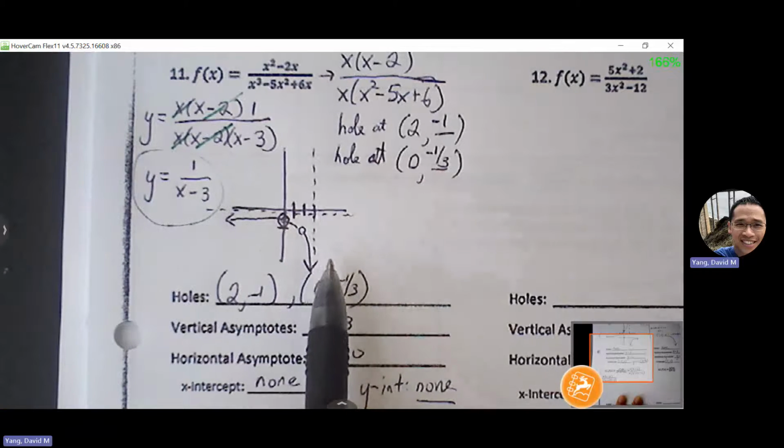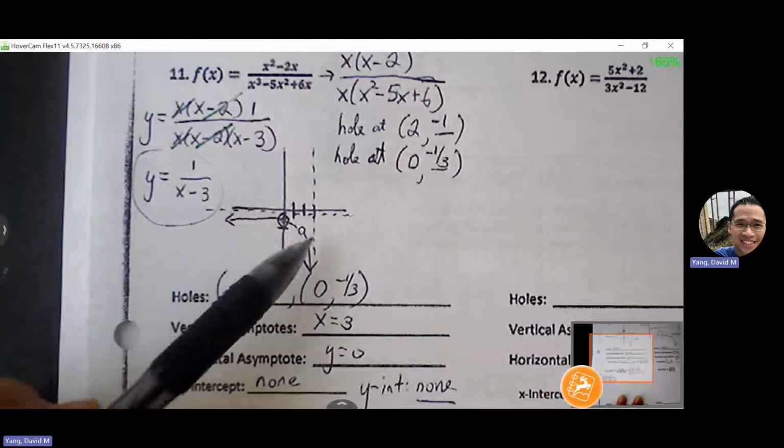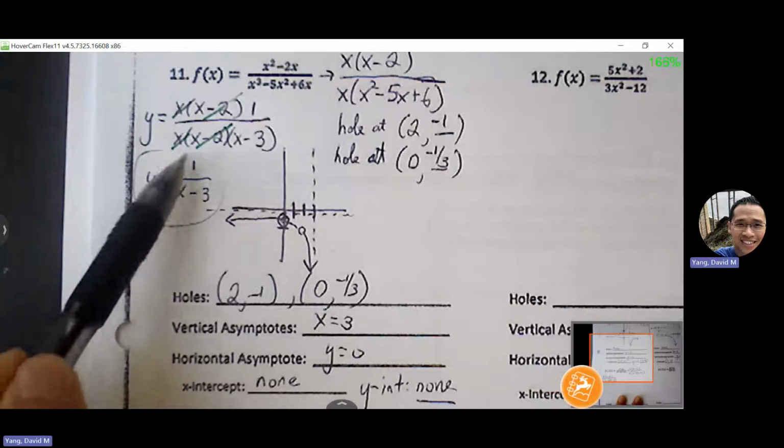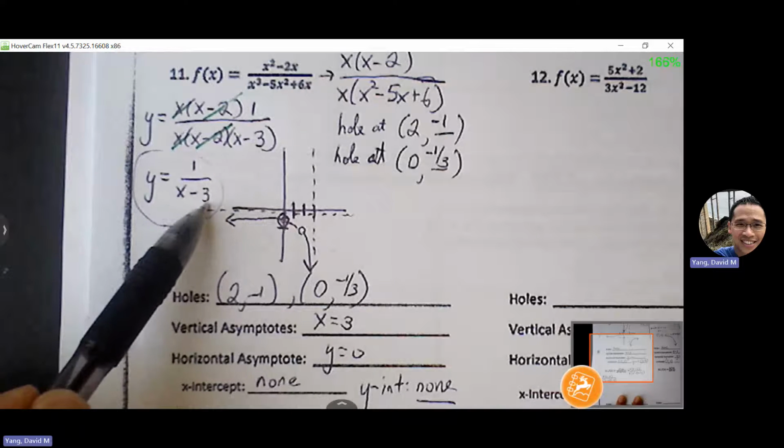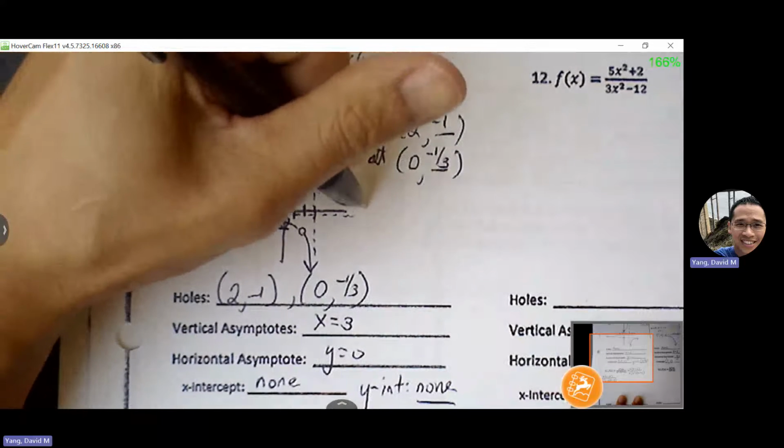As long as I know where it is, I can use the asymptotes to help give me a picture of the graph. So if I plug in 4 or 5, I'll get a positive number, 1 over 2 or 1 over 1. That's enough for me to know my graph's going to live up here.